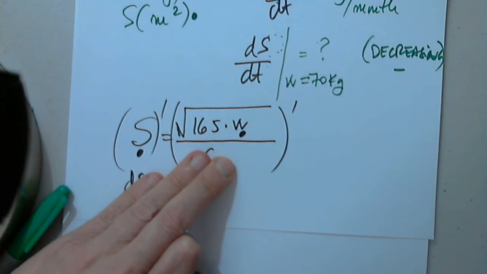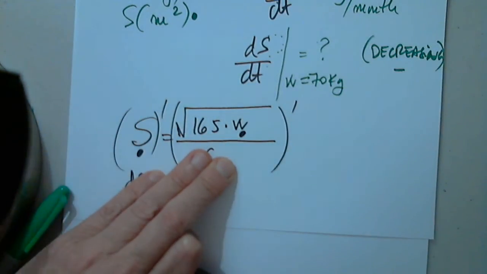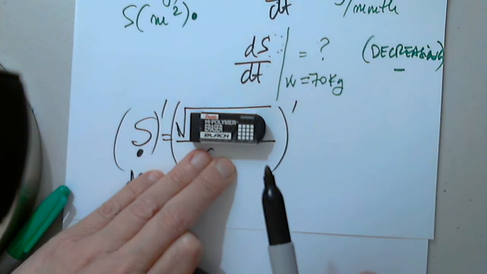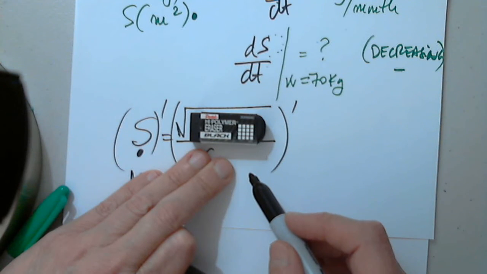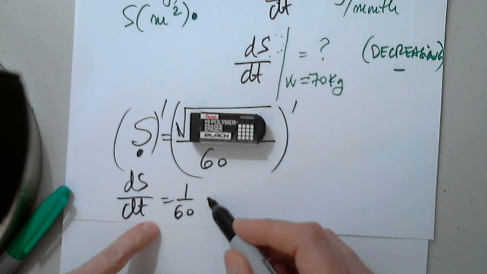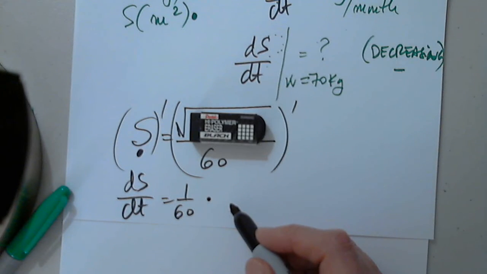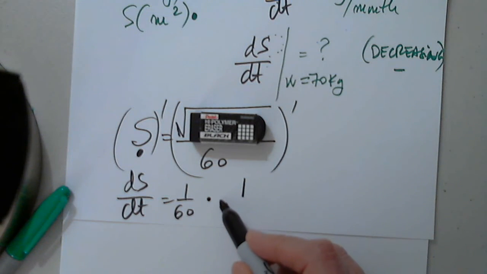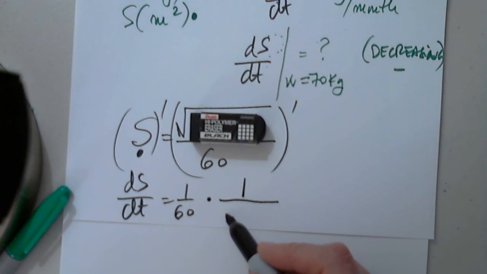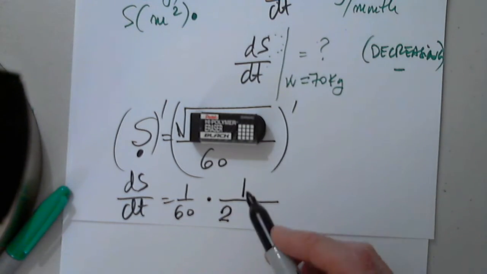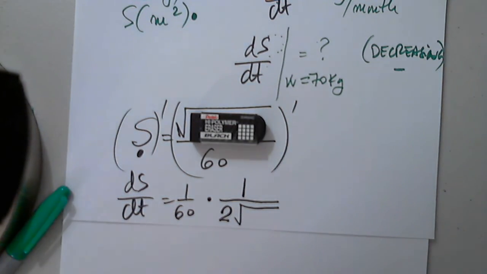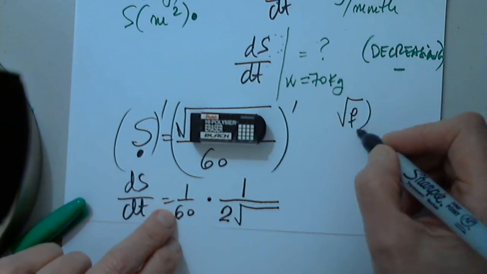dW over dt. I have the square root. The square root of a function. Let's not rush. The square root of a function. How do I differentiate the square root of a function? Okay, we forgot how to differentiate the square root of a function.